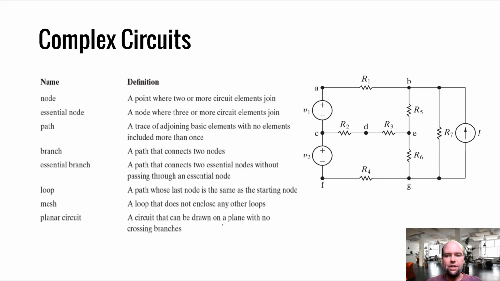More background definitions. I might have to come back to this slide, and I might refer to things not quite exactly the way they talk about it here. But let's just get some terminology out of the way. What's a node? A node is a point where 2 or more circuit elements join. So in this circuit, D would be a node, because it's connecting R2 and R3.